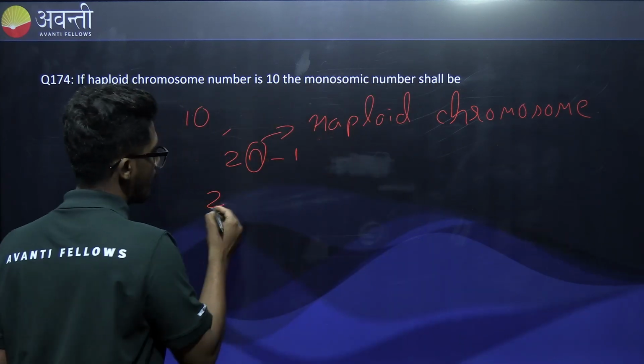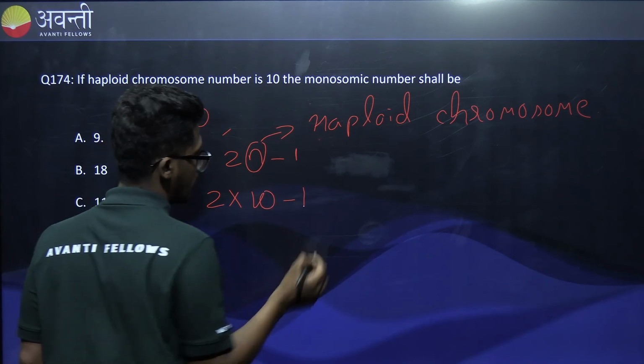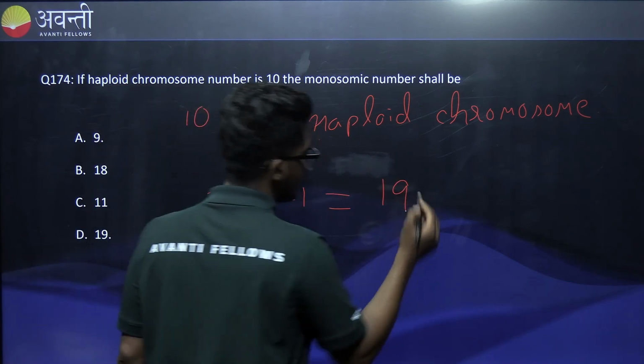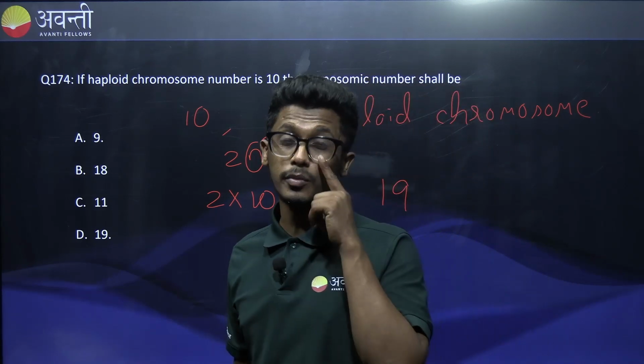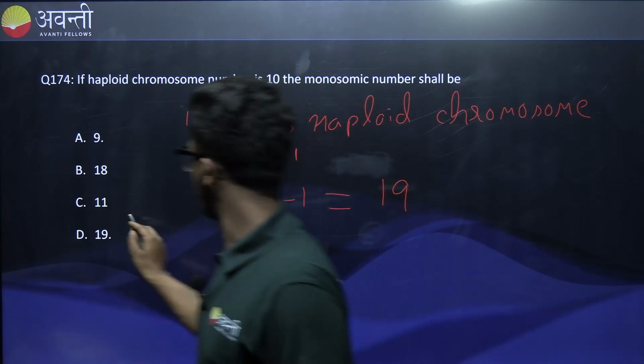Okay, so what do we have here? 2n minus 1. So what do we have? 19. So what is monosomy? Monosomy is a condition where there is a loss of one chromosome in a diploid state. So the option should be 19.